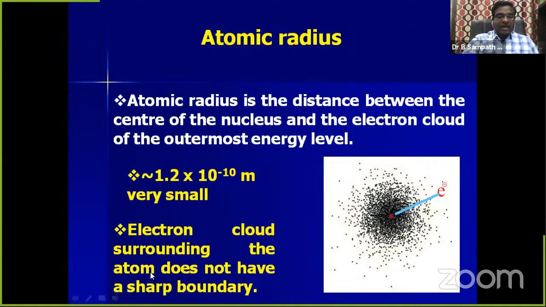The electron cloud surrounding the atom does not have a sharp boundary. See, children, already you are observing here. This is the atom. This is the nucleus. In this nucleus, there are positively charged species, protons, and around this nucleus, the negatively charged electrons are there, and this is the electron cloud. Here the electron cloud surrounding the atom does not have a sharp boundary.